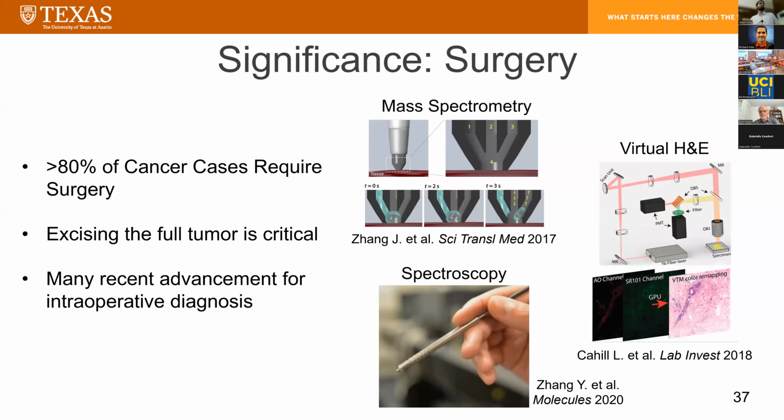In surgery, over 80% of cancer cases require some kind of surgery, and excising the full tumor is critical. Because of this, there have been many recent advancements for methods to intraoperatively diagnose the tissue. This can include techniques that use mass spectrometry, such as this mass spec pen, different types of spectroscopy, or microscopy.